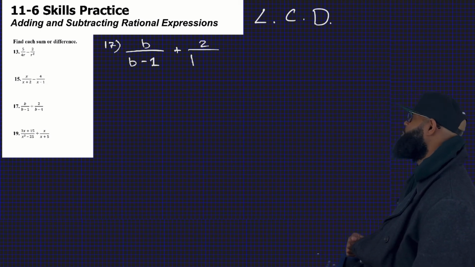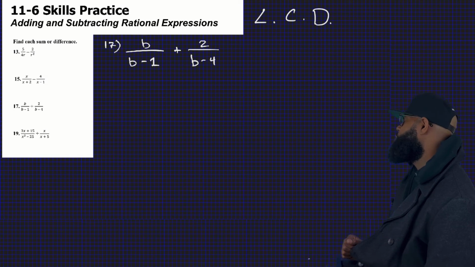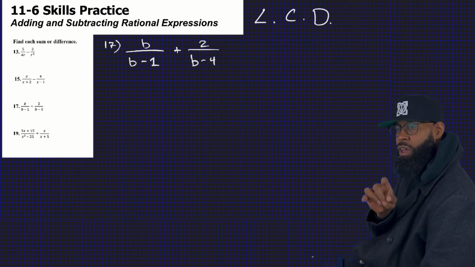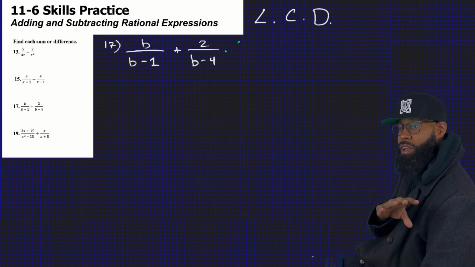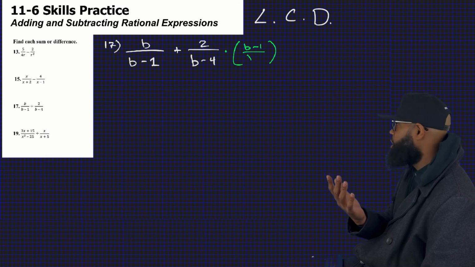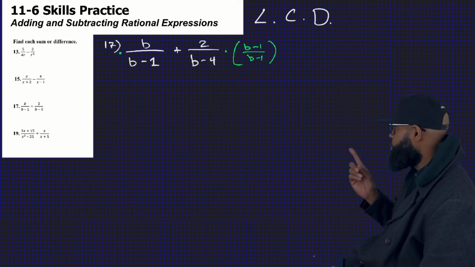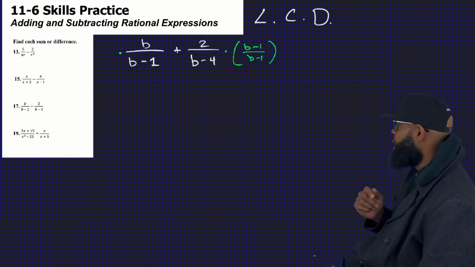b divided by b minus 1, and 2 divided by b minus 4. So again, I've got two different denominators, and they're both binomials. So my brain's just saying, okay, multiply one binomial times the other binomial, and you'll have a common denominator. So one of them is going to need b minus 4. There's the big one. And then the other one's going to need b minus 1.